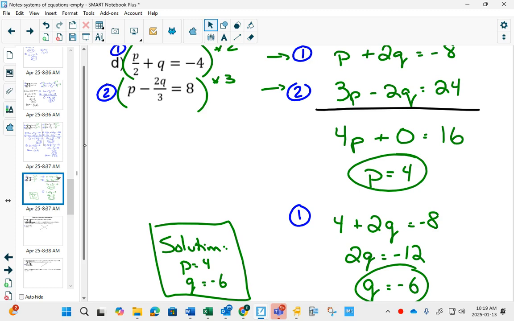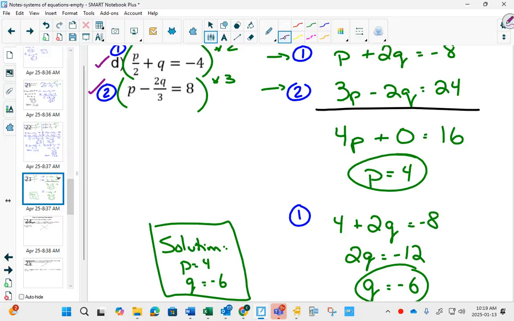If I plug in 4 for p, this would be 2. 2 plus negative 6. Is 2 plus negative 6 equal to negative 4? Yes, I know that that equation worked with the numbers I got. Try it with the next equation. If q is negative 6, and p is 4, this will be 4 minus negative 12 over 3, which is negative 4. So I would have 4 minus a negative 4, which is 4 plus 4. Does that equal 8? Yes.